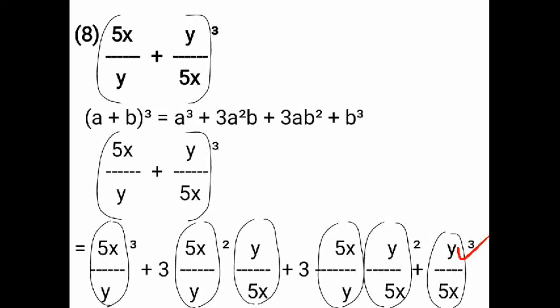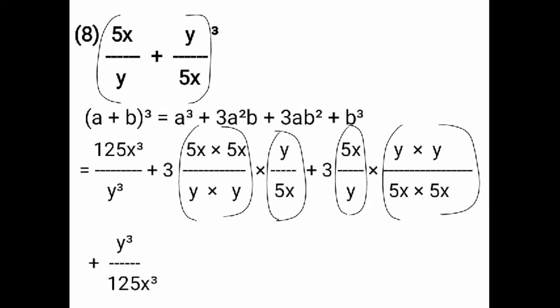Numerator is y. Cube of the variable remain the same. Y cube will remain y cube. And denominator is 5x, that means 5x cube. X cube will remain same. Cube of 5 is 125. In denominator will come 125 x cube. So now you have to write this multiplication form in next step.